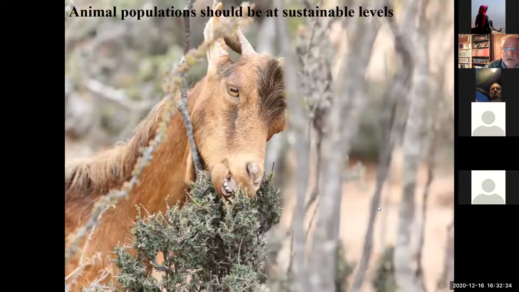So we've just looked at the animal populations. They are seriously high and probably unsustainable. This is something that the Yemen authorities, I believe, should be looking at very seriously.